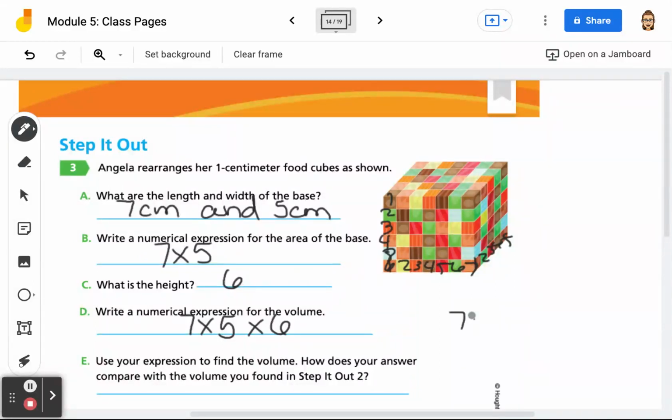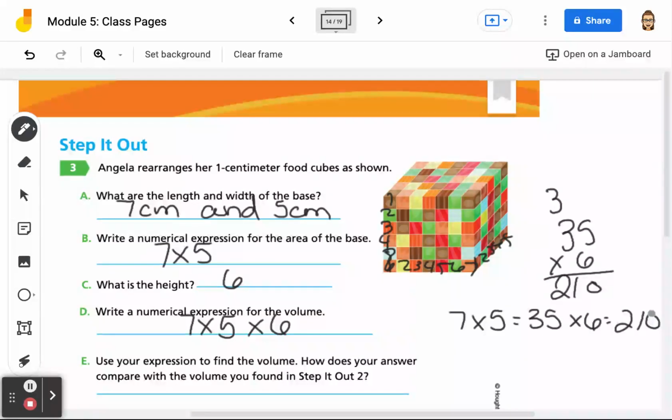Well, so we start 7 times 5 equals 35. And we do times 6. We need to write it out. We can. 35 times 6, 30, 18, 19, 20, 21. So equals 210. So we get 210 centimeters cubed. And it is the same.